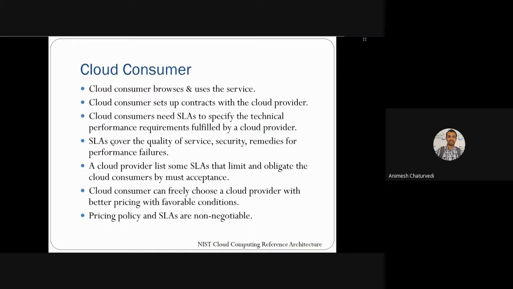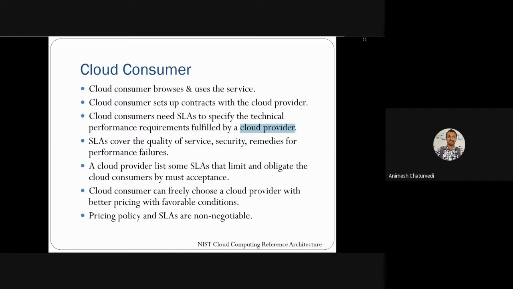So we'll look into what is in the SLA. The SLA will cover quality of service, security, and remedy for performance failures. So all these things are covered in the service level agreement between who? Between the cloud consumer and cloud provider.